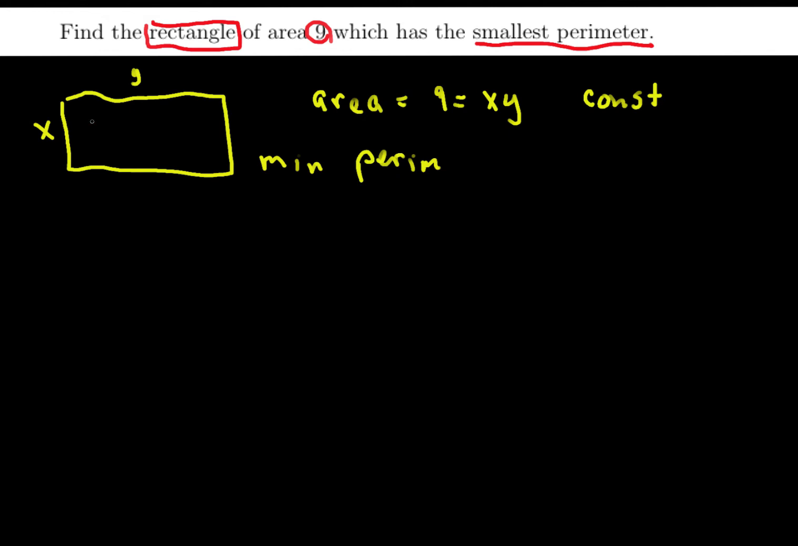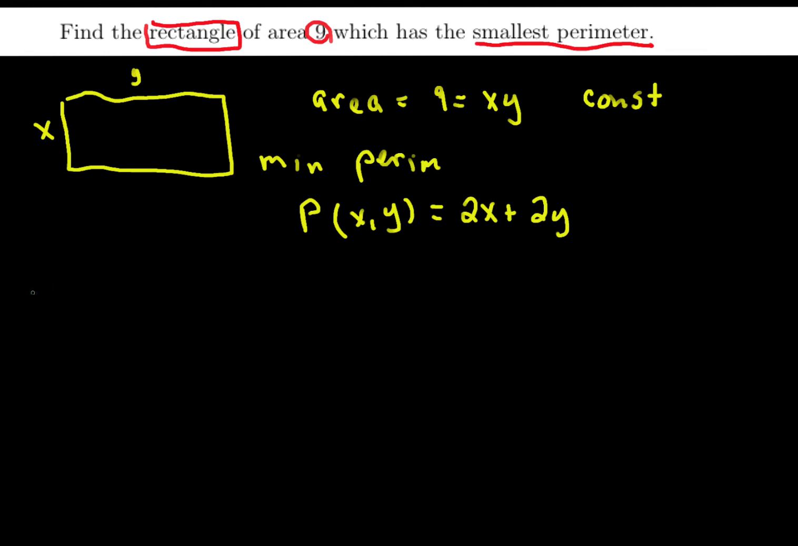which is, well, the perimeter would be, let's call it P of x, y, and it would be 2x plus 2y. That's our perimeter. And we want to minimize this. Well, as in every other problem we've done so far, right? This has too many variables, so we get to use our constraint to reduce the variables down.